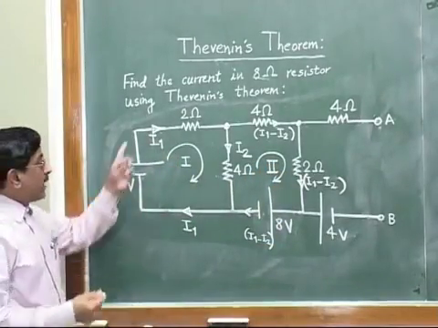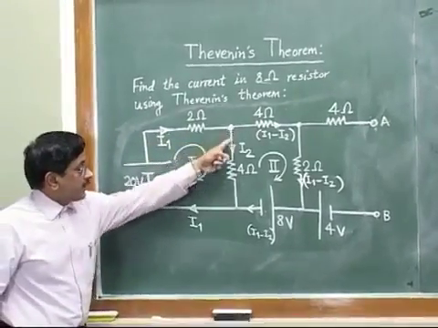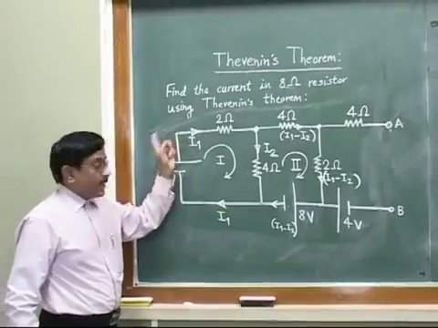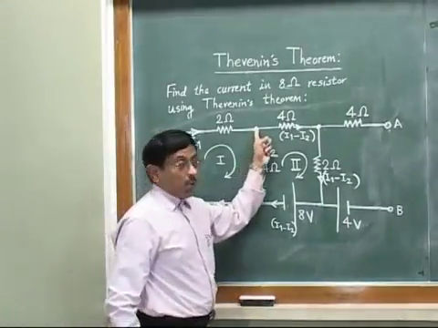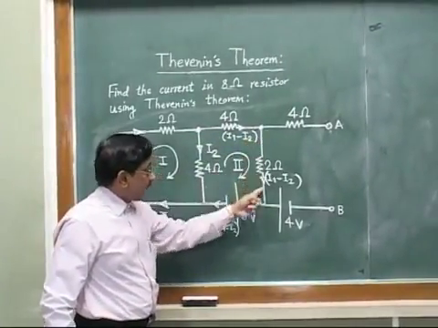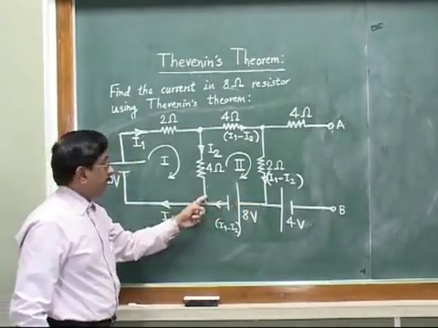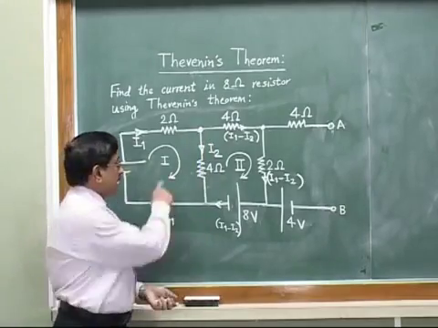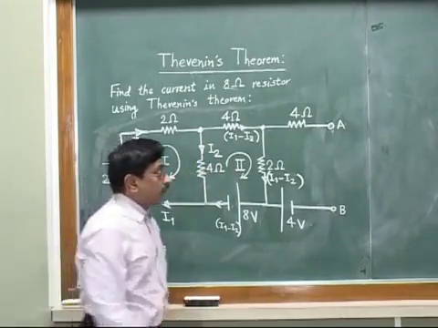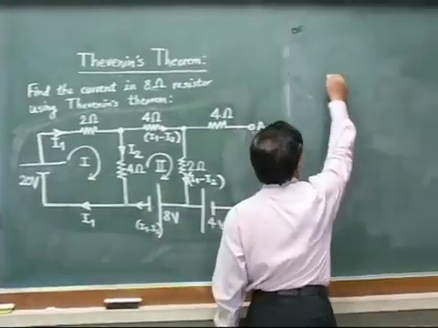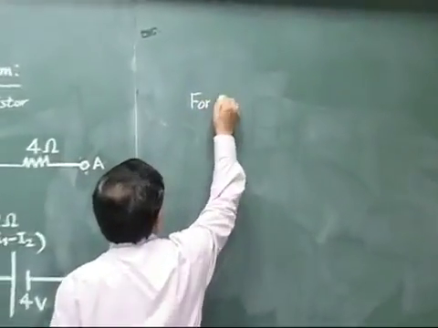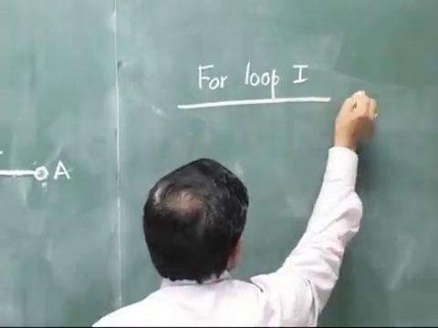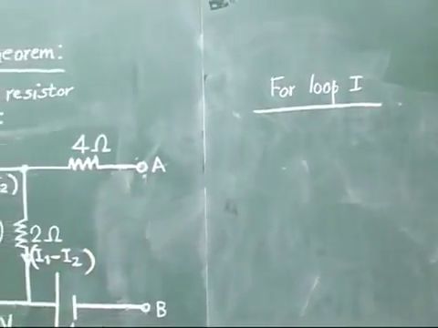So my loop 1 will be from this point here, then down, then left, and then again to the original point. And my second loop will be from this point up to here, then down, back here, and again to the original point. I need only 2, so I have just mentioned 1 and 2. Now our job is to write the loop equations. So for loop 1, we write the equation using Kirchhoff's second law.